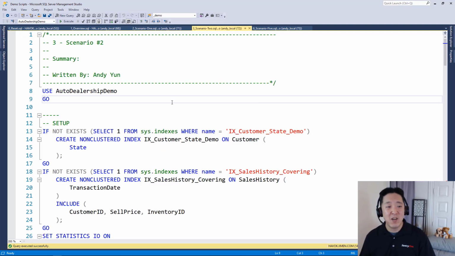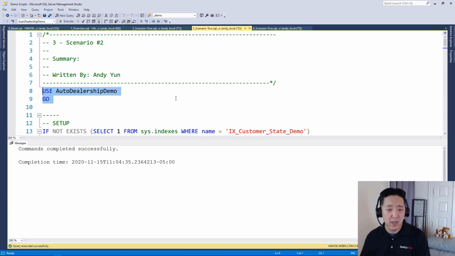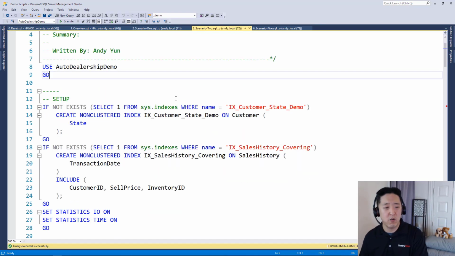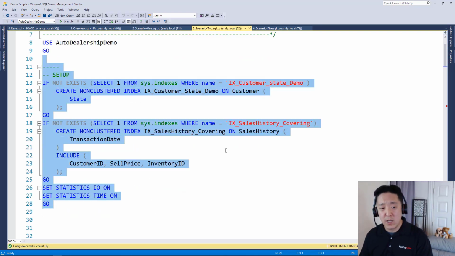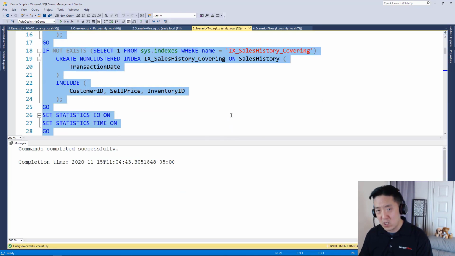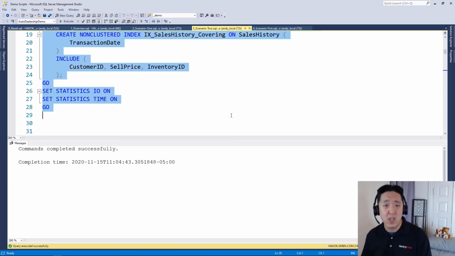Okay, scenario number 2. Let's use our auto dealership demo once again. I'm going to do a little bit of setup here. I'm just going to create a couple of demo indexes, and I'm going to turn on set statistics IO and set statistics time, so that way we can actually see how much time SQL Server is spending on our queries.